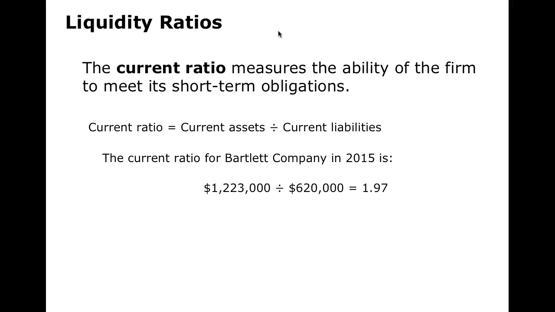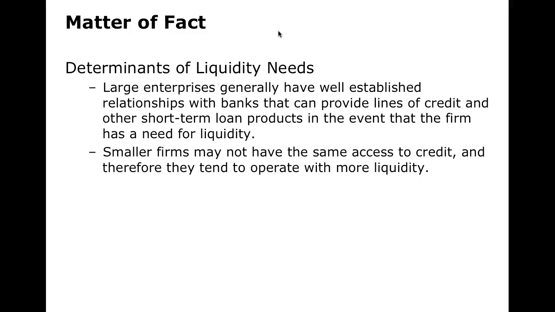That means you want to have more current assets than current liabilities, because that gives you the ability to pay for your current liabilities with your current assets. So again, you want to see a company having a higher current ratio and having more current assets than current liabilities. Okay.